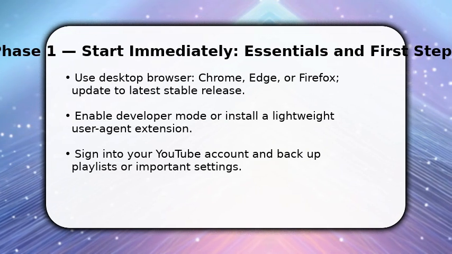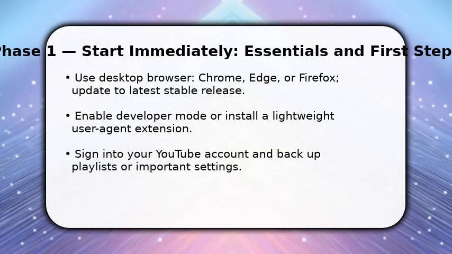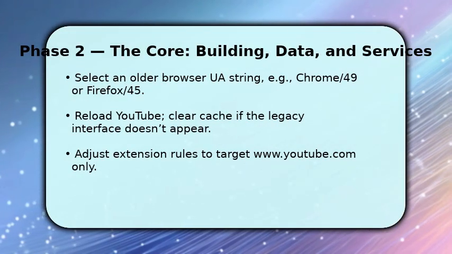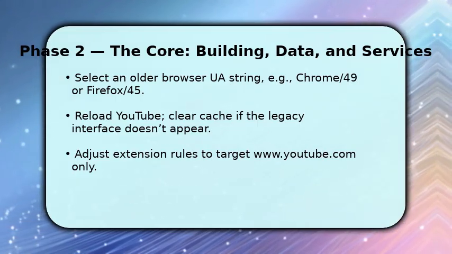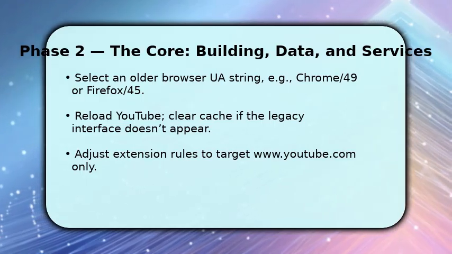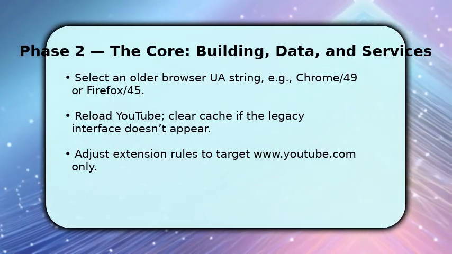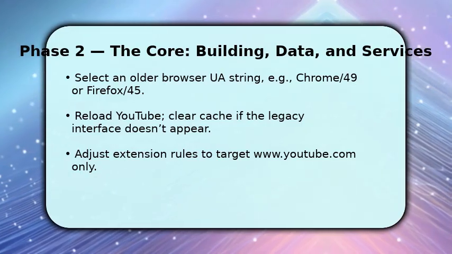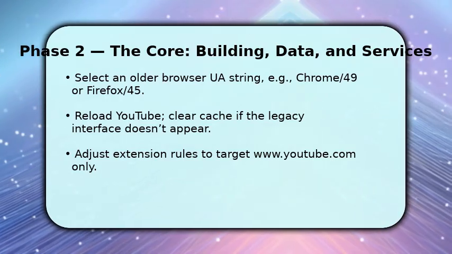Now you perform the middle steps. Choose a specific older user agent, for example Chrome/49 or Firefox/45, and apply it just for www.youtube.com. Then reload the page. A hard refresh or clearing the cache often forces the legacy HTML to appear. If the page still shows the modern version, toggle the extension off and on, then reload again. You can refine rules so only YouTube is affected, preventing other sites from breaking. This narrows changes to just the site you want.